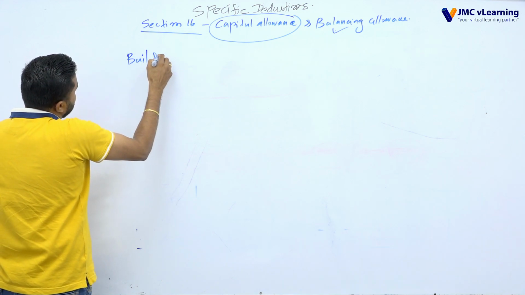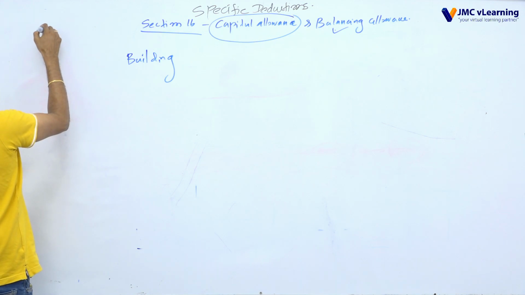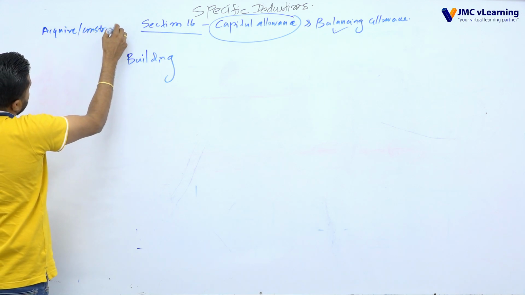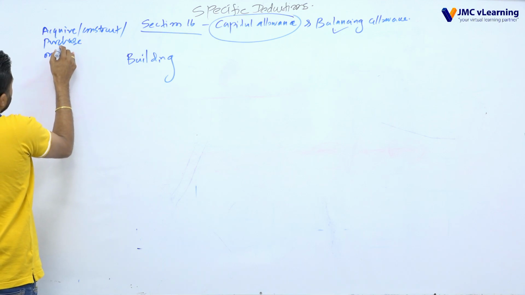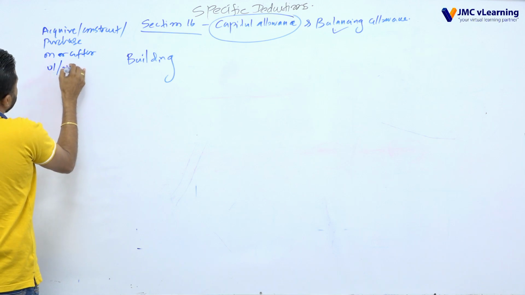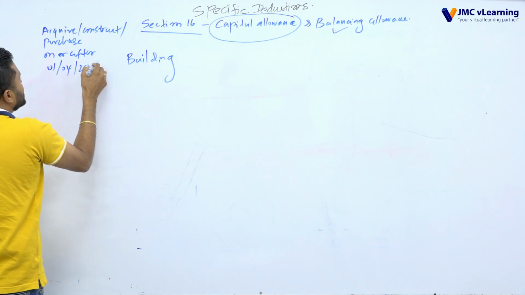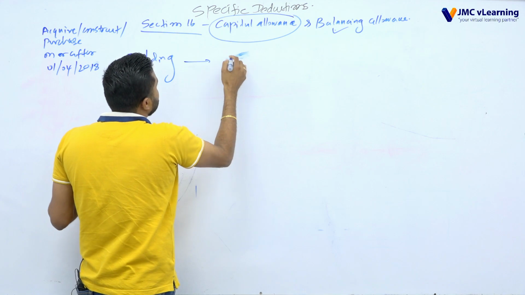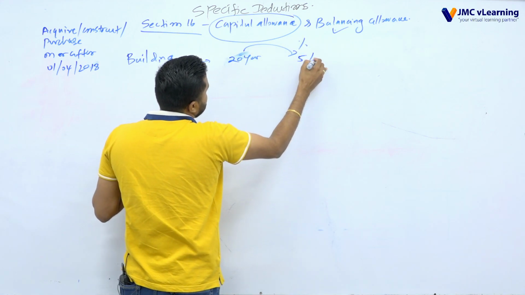If any asset is acquired, constructed or purchased on or after 1st April 2018, then if it is a building, 20 years, that means the rate is 5%.